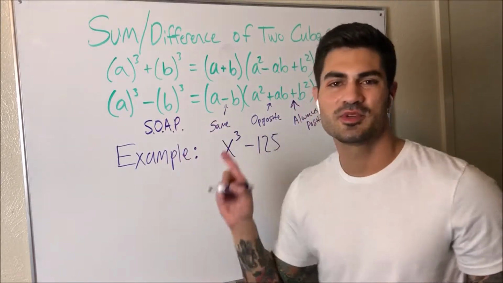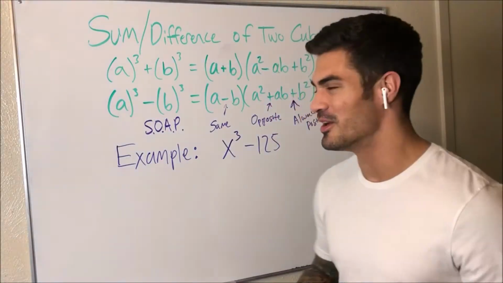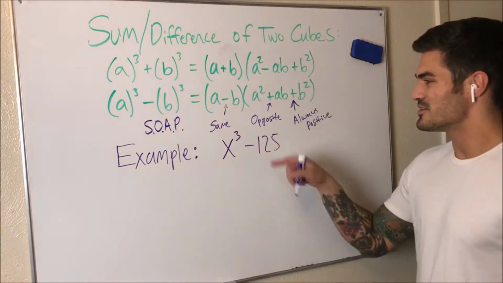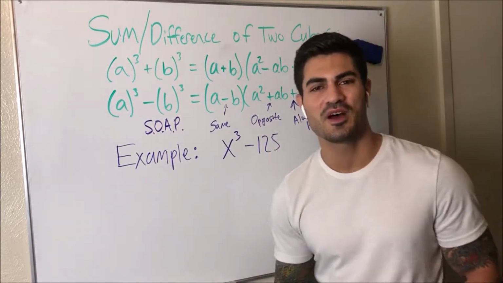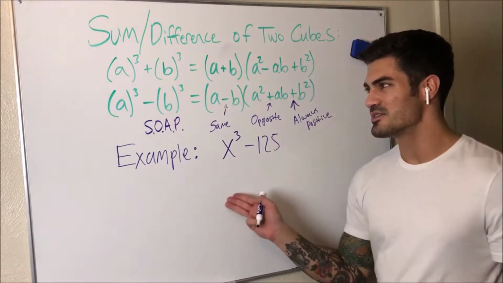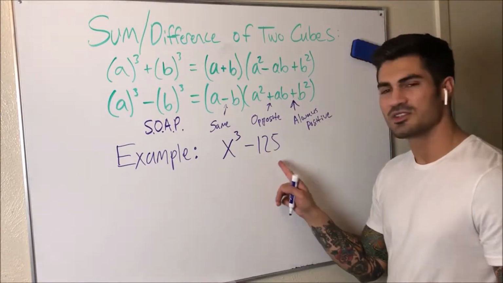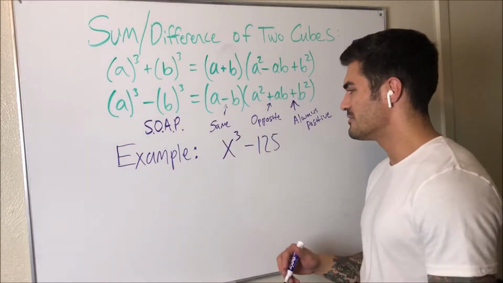I know this is a little bit silly, but I promise you when you get to your exam you're going to think, oh yeah, SOAP, and you're going to remember it. Okay, moving on, we'll go ahead and start with this example. I just need to identify what my A is and what my B is. I see if I can rewrite this as something cubed minus something cubed, and then plug in for A and B and finish the factoring process.